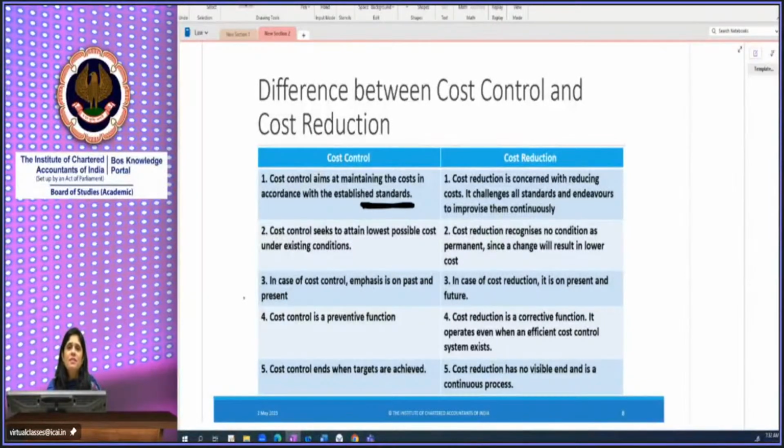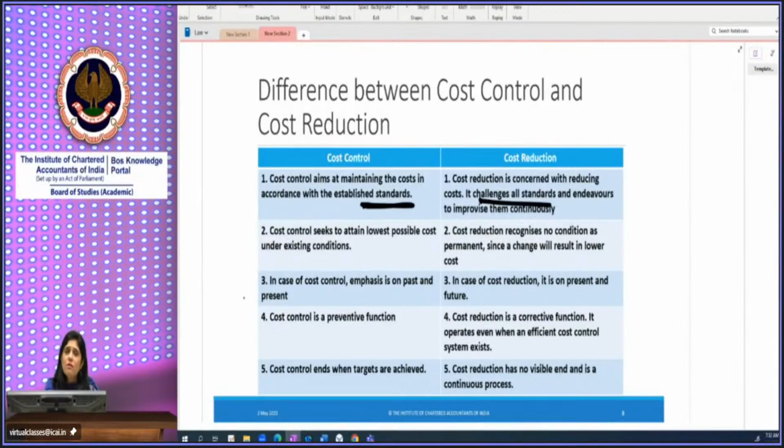So it is challenging. Let us say we have kept the standard cost at rupees 100. Cost control will only try to achieve rupees 100 and its job is over. But the cost reduction team is challenging this standard also. Why rupees 100? It can be further reduced. Why not reduce the standard to rupees 80? So cost reduction challenges the standards also and endeavors to improve them continuously.